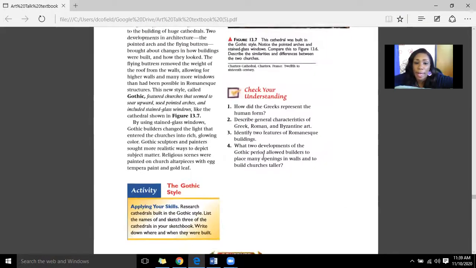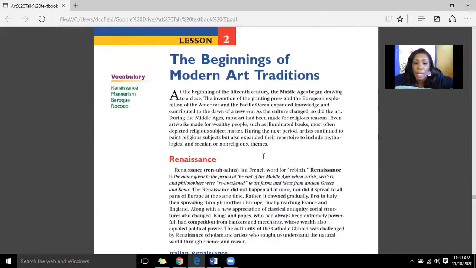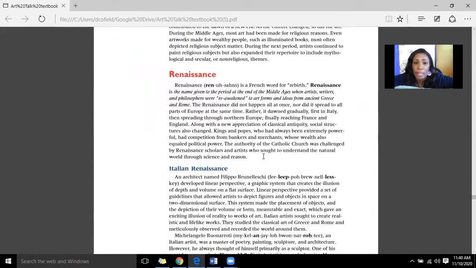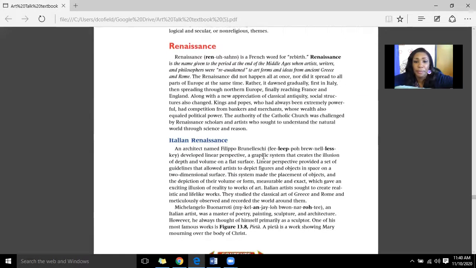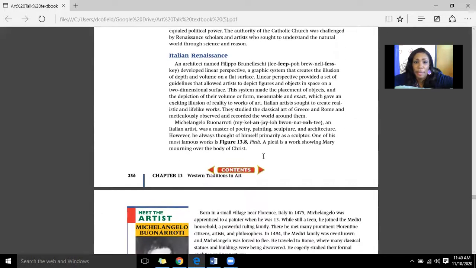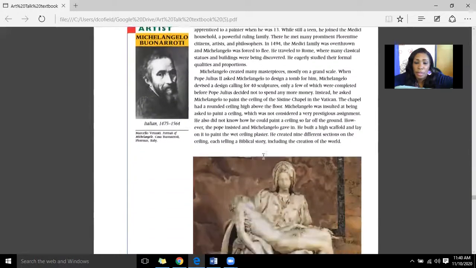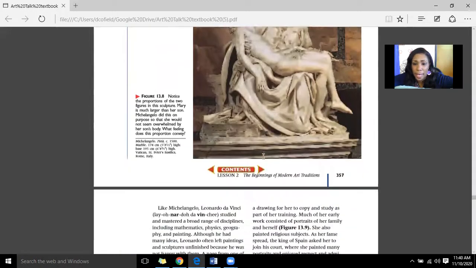I want you to write down the definitions for chapter 13. You're going to go into the Renaissance. Renaissance means rebirth or reawakening. Artists in the Renaissance were Michelangelo. You need to know those artists. Leonardo da Vinci, Italian Renaissance, and Filippo Brunelleschi was an awesome artist during that time. And you see some information about Michelangelo's Pieta.